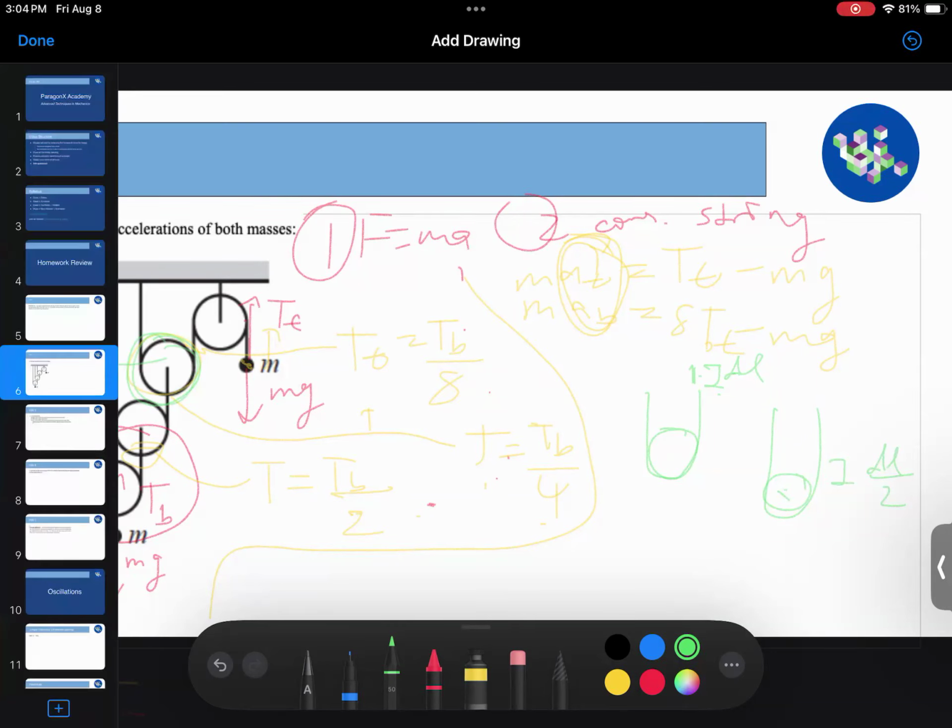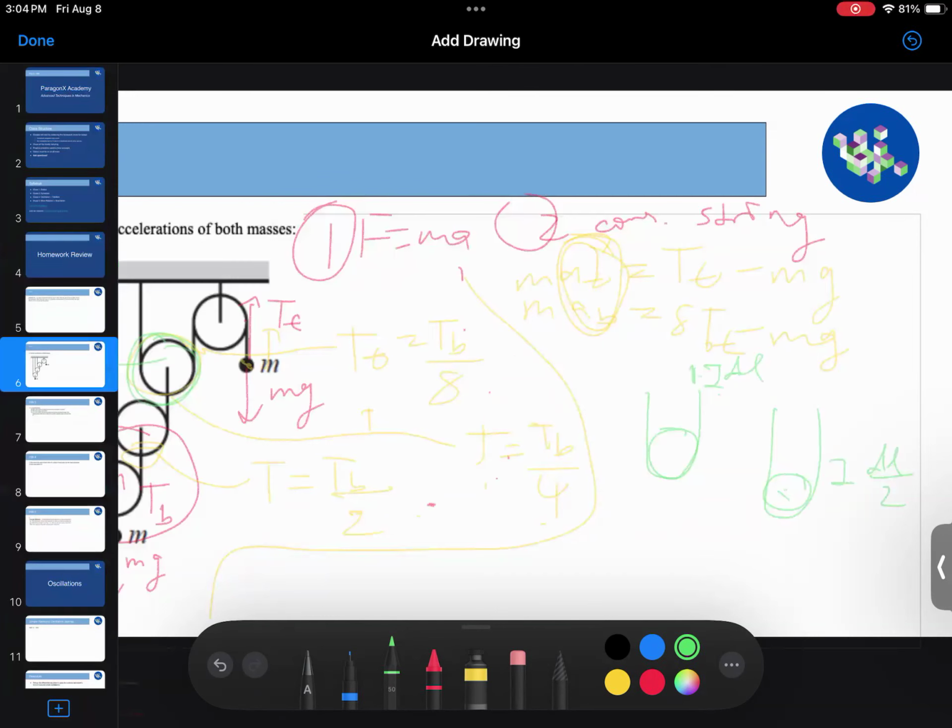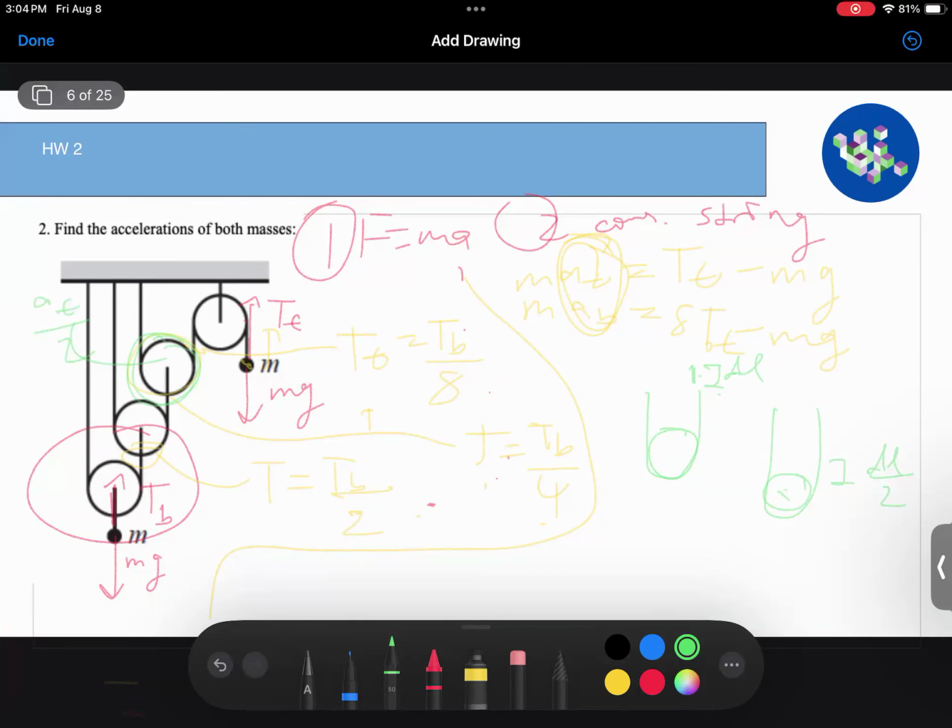How about I draw that? This one should have acceleration of negative A top over 2. Why do I say negative? The reason is because when this mass moves upwards, the pulley wheel will move downwards, right? So the accelerations should be negatives.